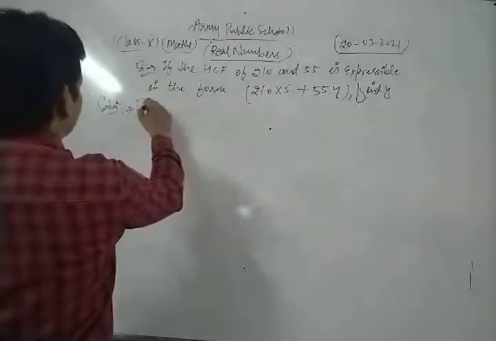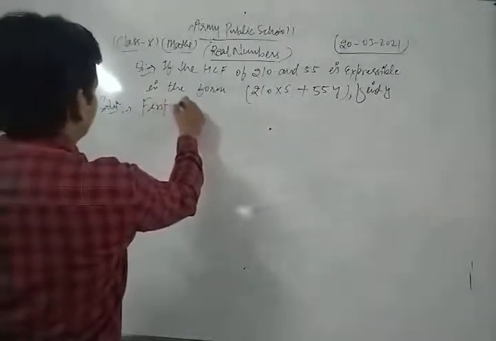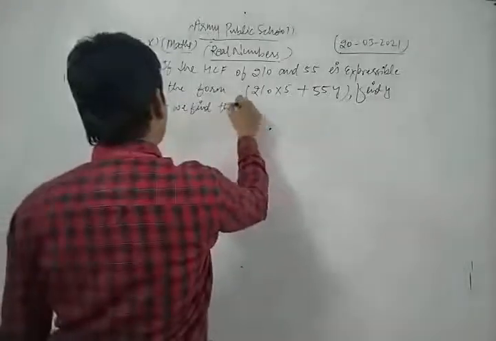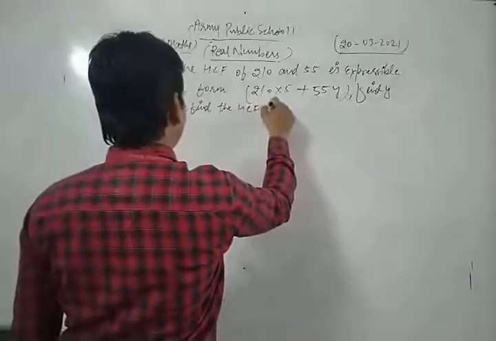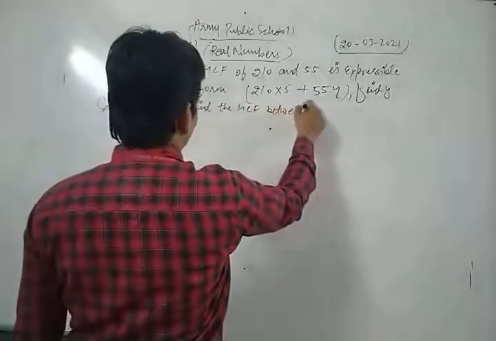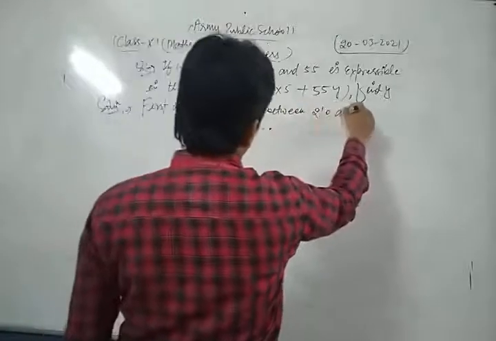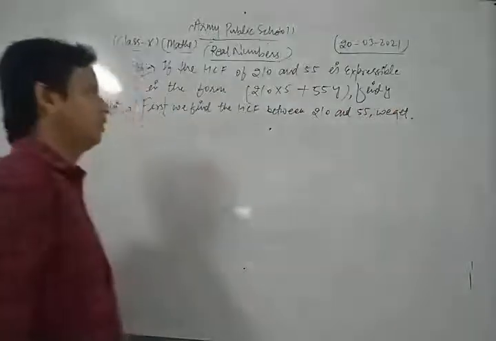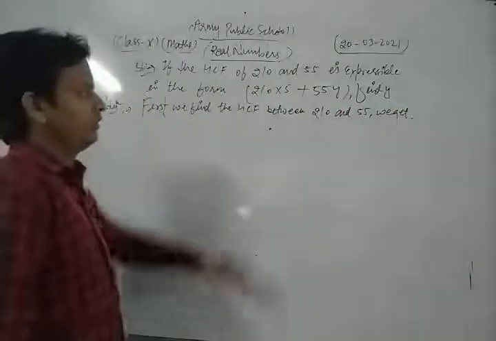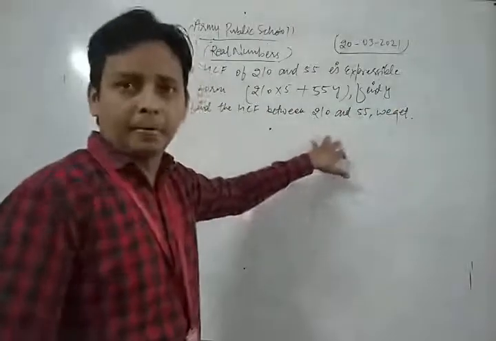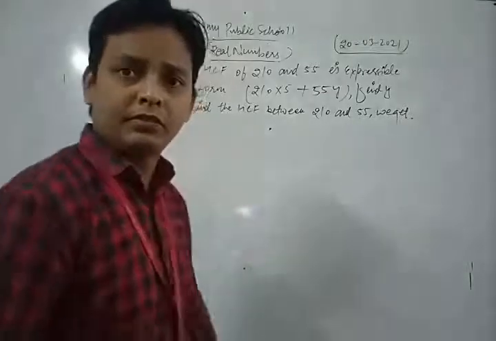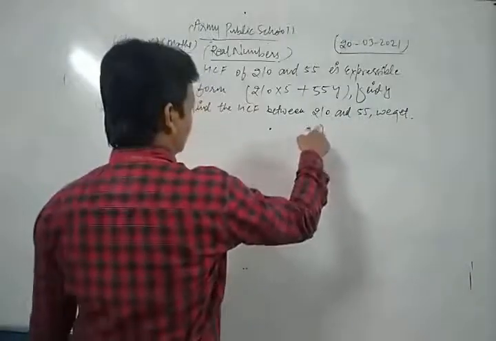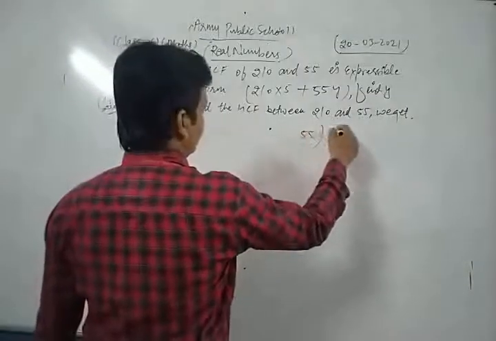First of all, dear students, we find the HCF between 210 and 55. So by Euclid division lemma, let's see.